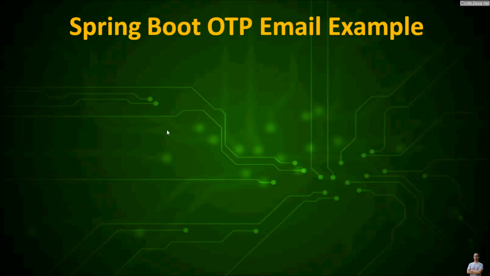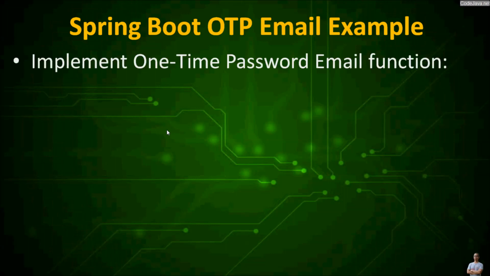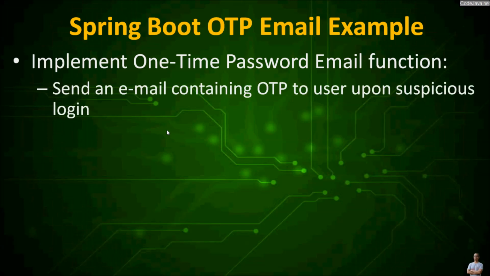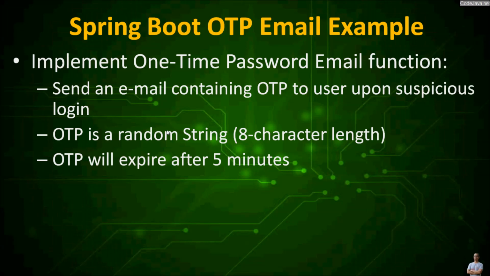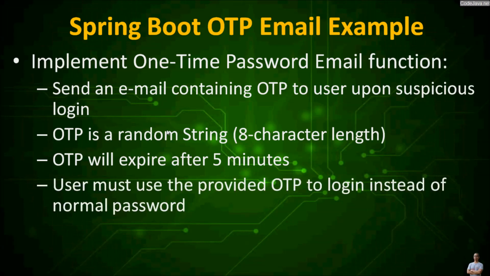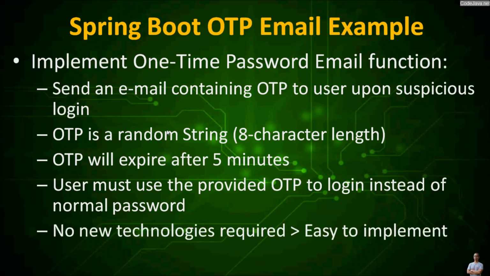Through this video, I will guide you how to tighten and improve security of an existing Spring Boot application by implementing the one-time password email function with the following strategies. The application will send an email containing a one-time password (OTP) to the user upon suspicious login, and the OTP is a random string with 8-character length. The OTP will expire after 5 minutes, and the user must use the provided OTP to log in instead of the normal password. No new technology is required, so it's easy to implement the one-time password function.